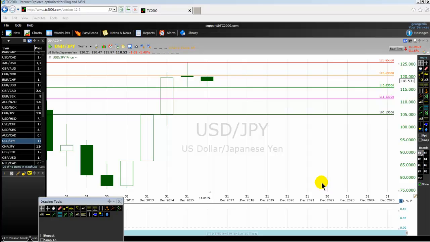How to trade FX in 2016, dollar yen currency pair, part 1.